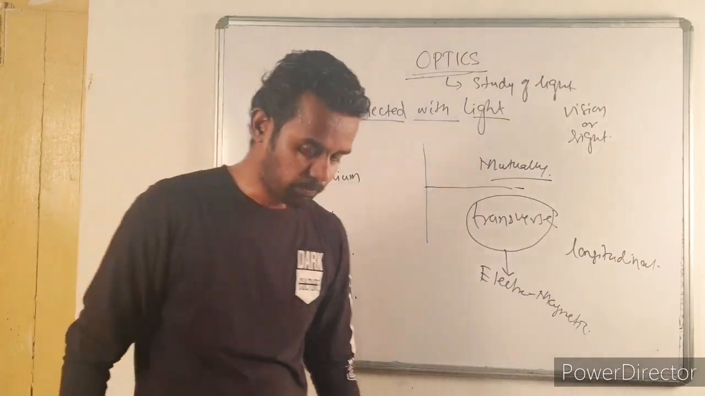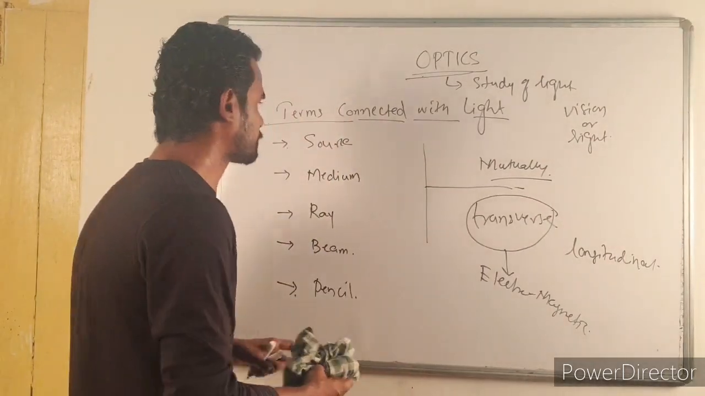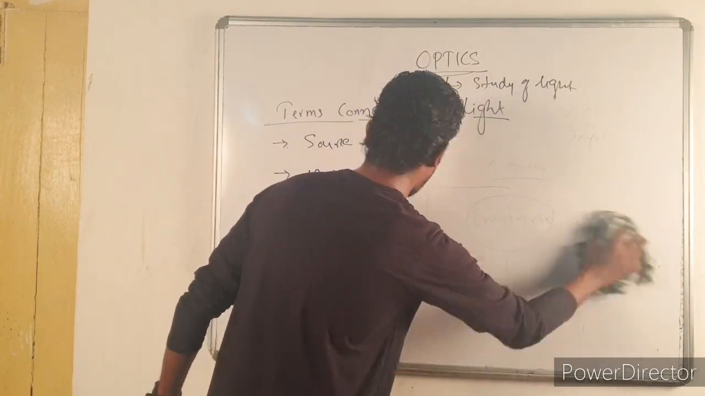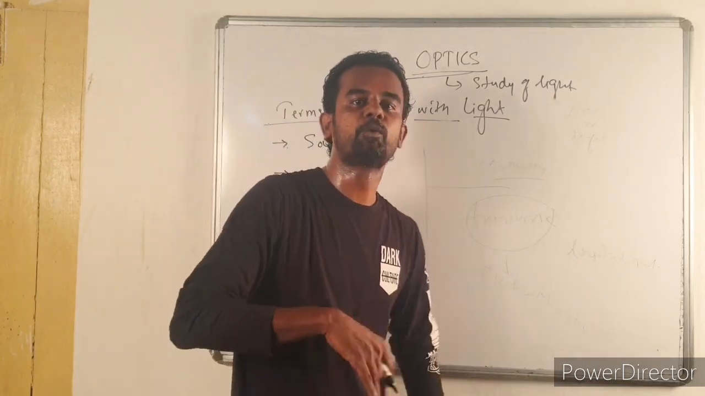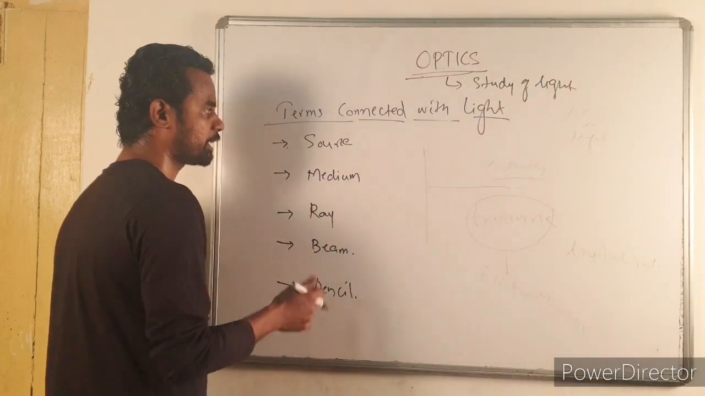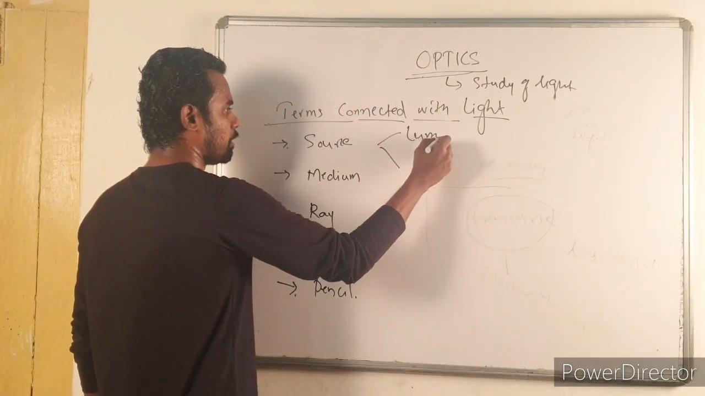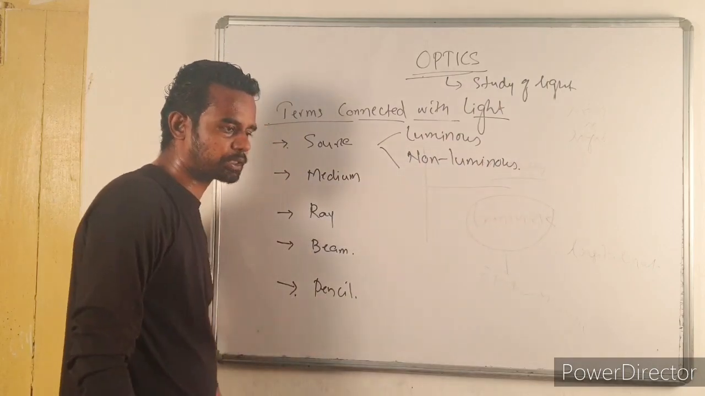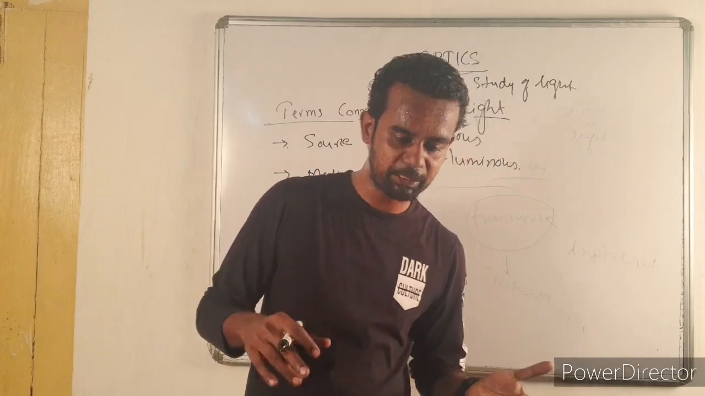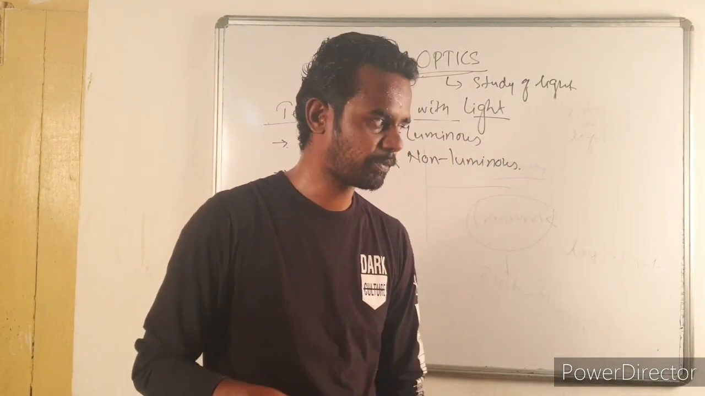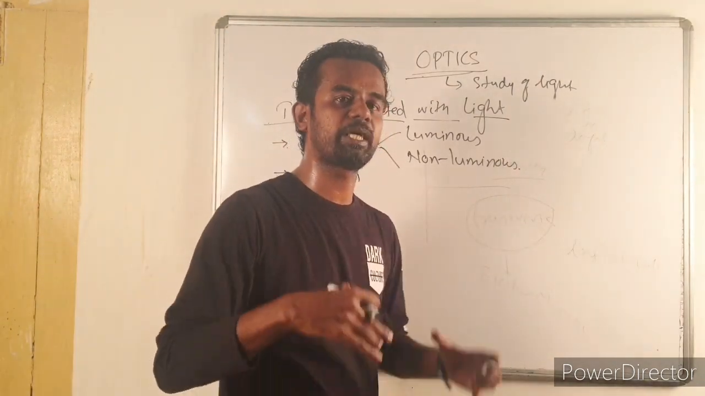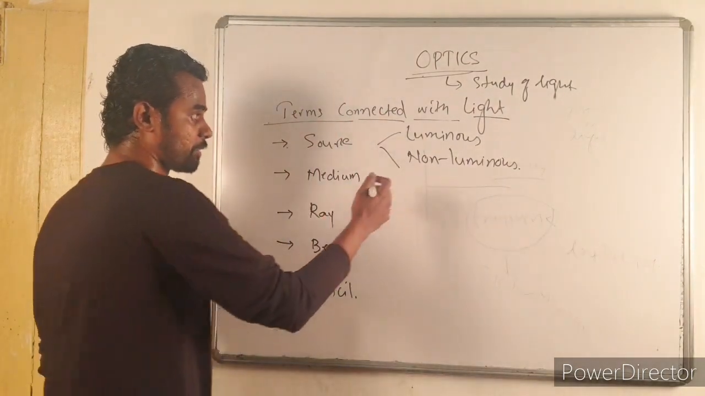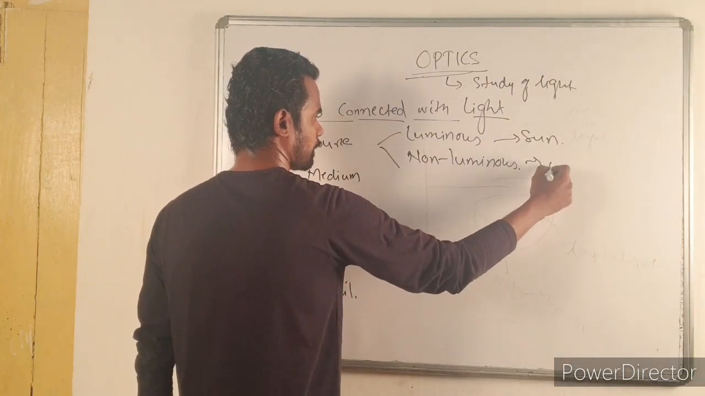Okay, now moving forward, we will discuss some terms connected with light. The first one is the source. The source means that from which we can get some amount of light. The source can be of two types: luminous and non-luminous. Luminous sources are the sources which have light of their own, meaning they can produce light by themselves. Non-luminous sources are sources from which we can get light, but they are not capable of producing light of their own. The best example: luminous, our sun; non-luminous, our moon.